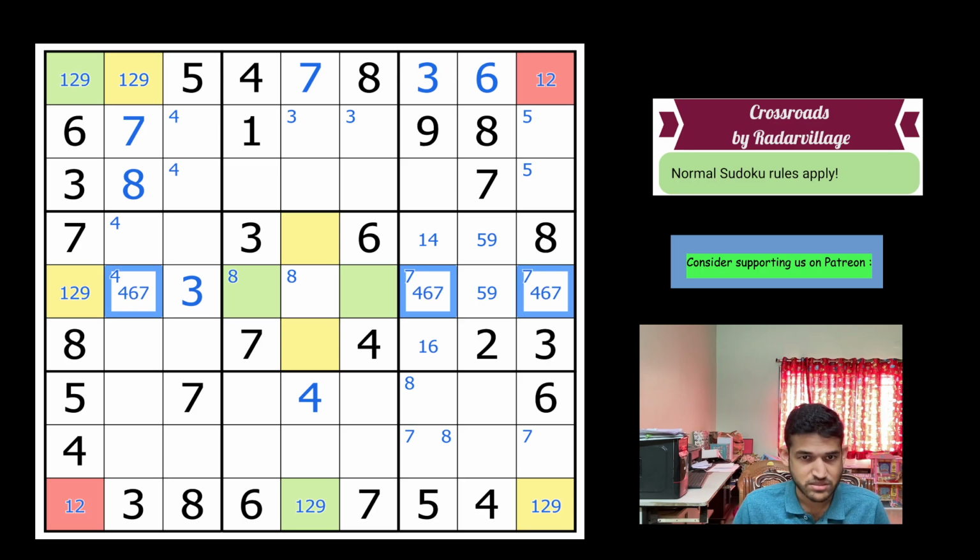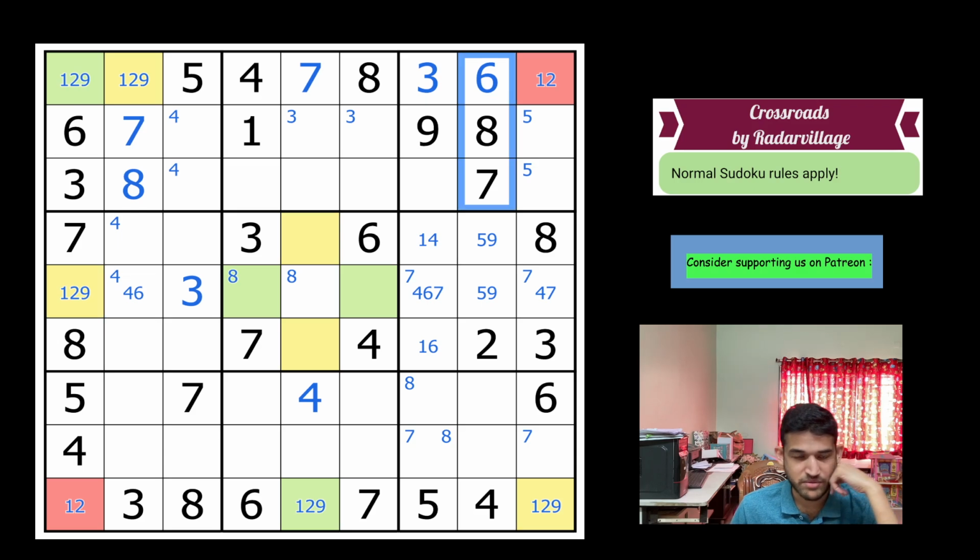Oops, sorry. Okay, I just need to mark these in because this is already eliminated as a 6. 4, 6, 7, 4, 6 and 7. And there is no 7 here, so that's a 4, 6. Excellent. This is just a wonderful Sudoku.